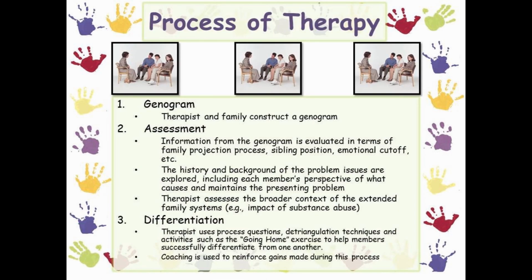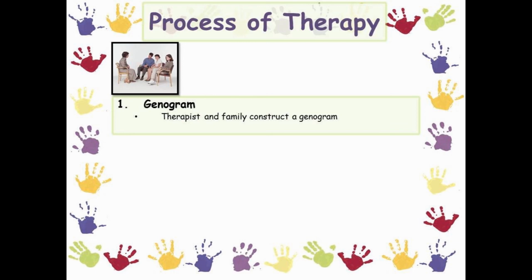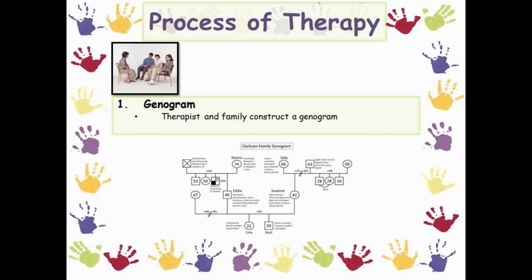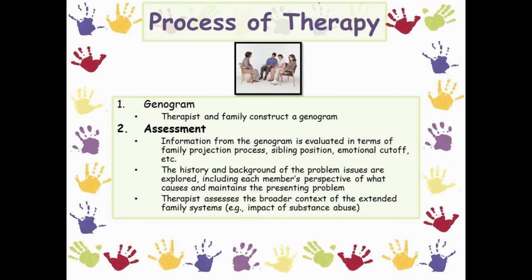The process of therapy loosely involves three general steps: construction of the genogram, assessment, and differentiation. In the first step, the therapist and family construct a genogram. Next, the assessment process takes place and information from the genogram is evaluated in terms of the central constructs we've discussed, such as family projection process, sibling position, etc.